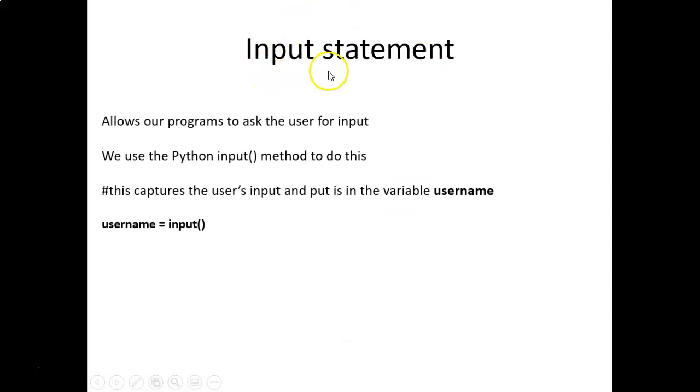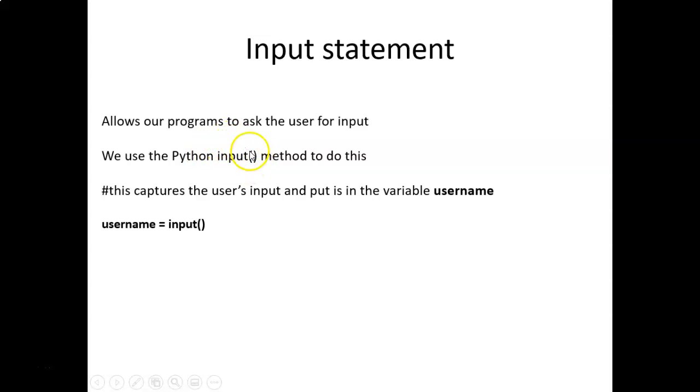The next thing we need to understand is the Python input statement. Programs would not be very useful if they didn't take some type of input from the user. So the Python input statement allows our programs to ask the user for input. This helps us to make our programs a little more dynamic too, because then they can vary based on the input that the user provides. We use a function called input, the Python input function or method. They're kind of synonymous here.